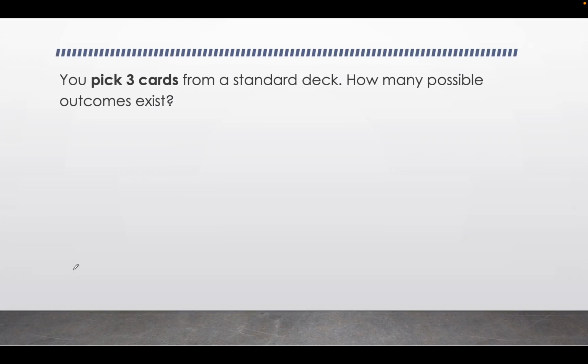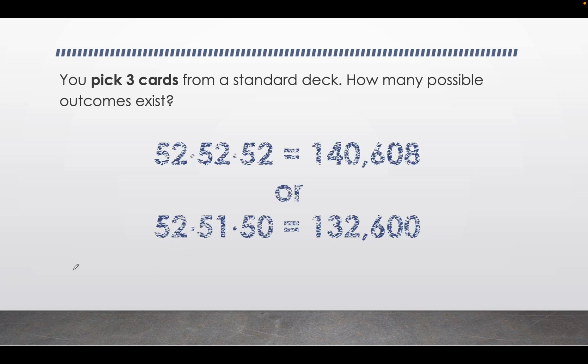Consider that you are going to pick 3 cards from a standard deck. How many possible outcomes exist? Pause and give this a try. You may have come up with one of 2 possible answers. Maybe you said that there are 52 cards in the deck, so that's 52 times 52 times 52. But maybe you considered, what if I don't put that first card back and I end up with 52 times 51 times 50? You can see that the total number of possible outcomes is different depending on whether you replace that item or not.